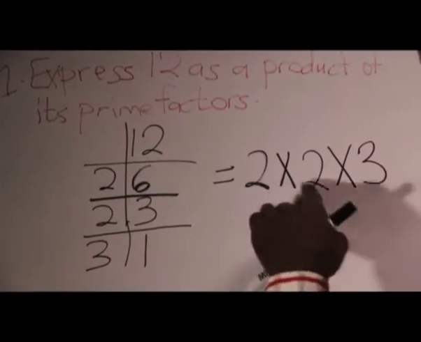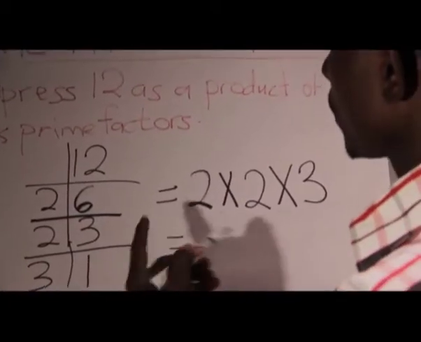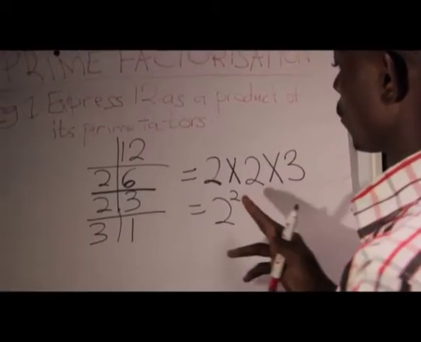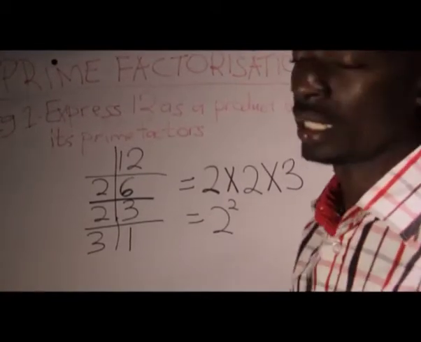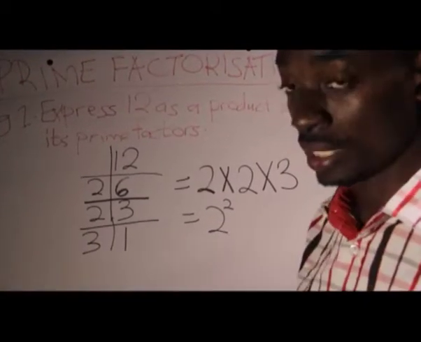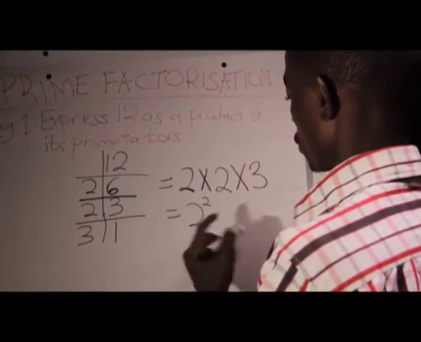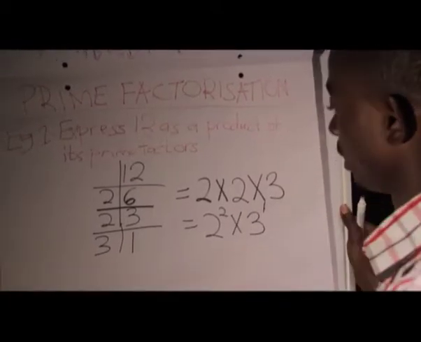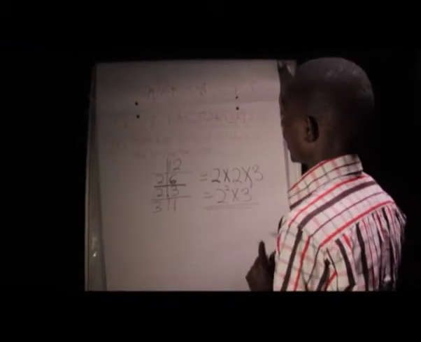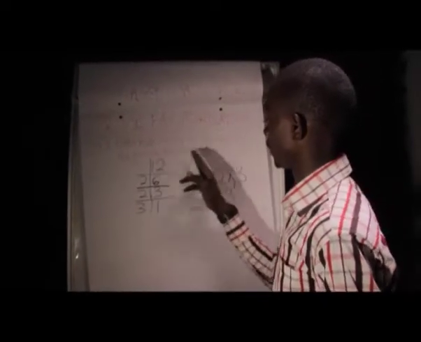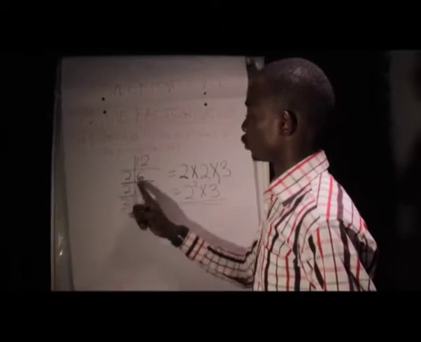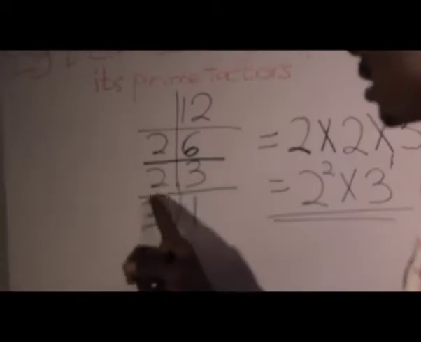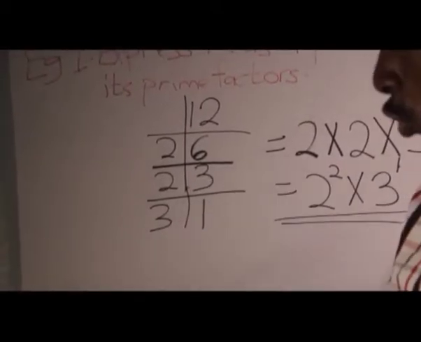But we know that 2 times 2 is the same as 2 squared. Because 2 squared means that I'm going to multiply 2 by itself 2 times. So 2 times 2 gives me 2 squared times 3. Since 3 is to the power 1, I can write it to the power 1. So this is my answer. I have expressed 12 as a product of its prime factors. And we looked at how you do that. Keep on dividing until you reach a point where the number which you started with can no longer divide this number. You stop there.